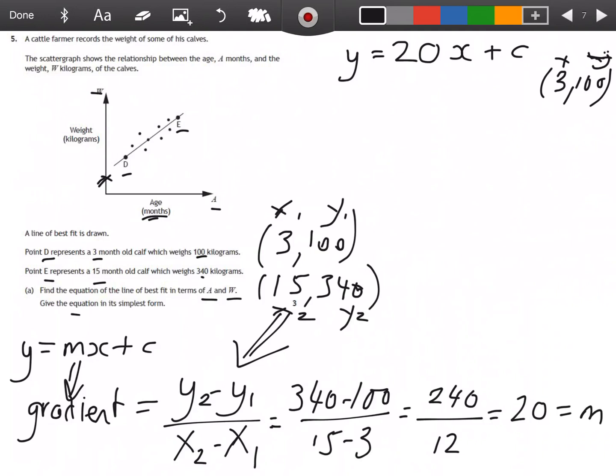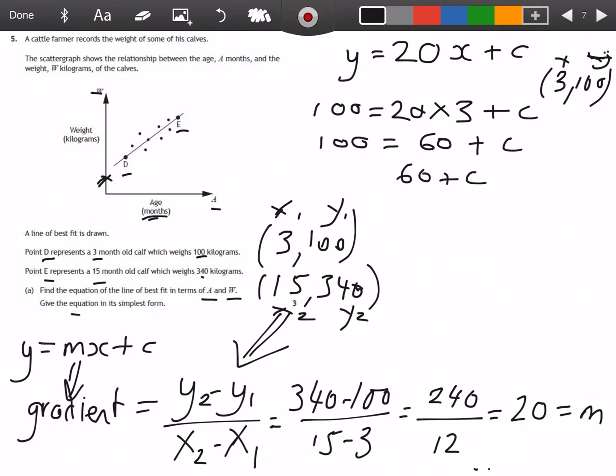Okay, so the y is 100. I'll sub it into this equation. Y is 100. 20x means 20 times x. X was 3. So really what this equation says, 100 is equal to 60 add c. Now if 60 add c is equal to 100, we should be able to see the numbers are straightforward. 100 take away 60, c is actually 40 then.